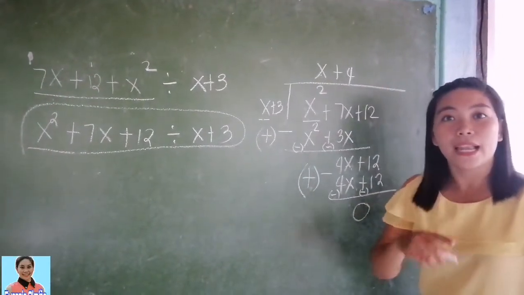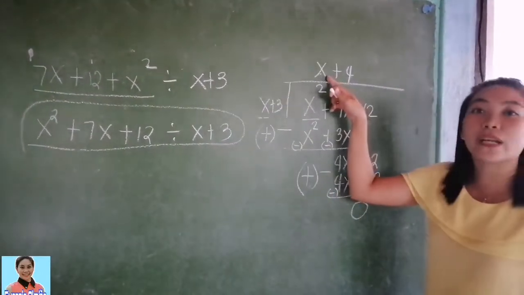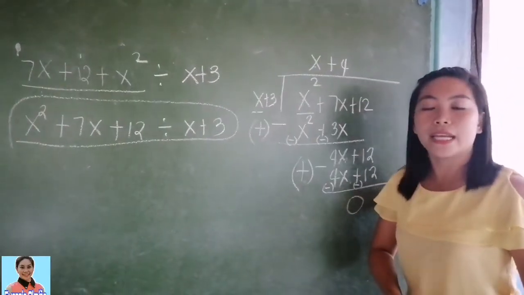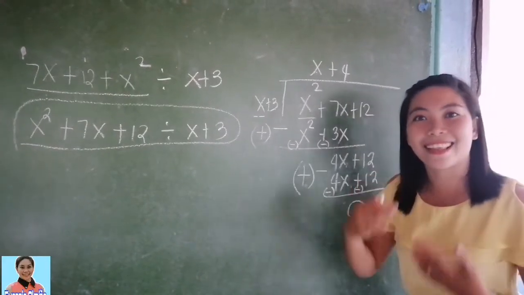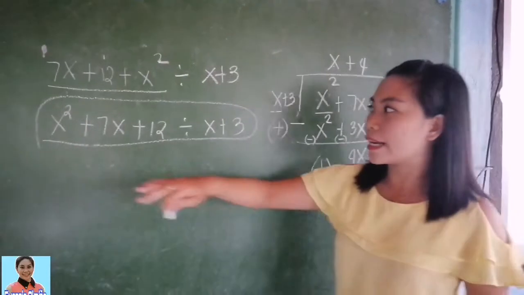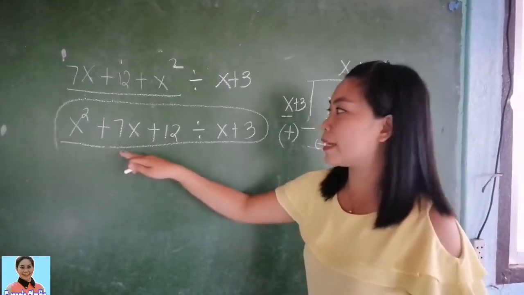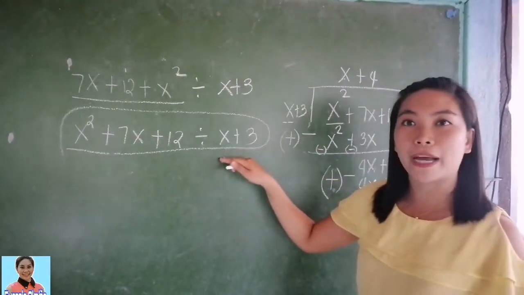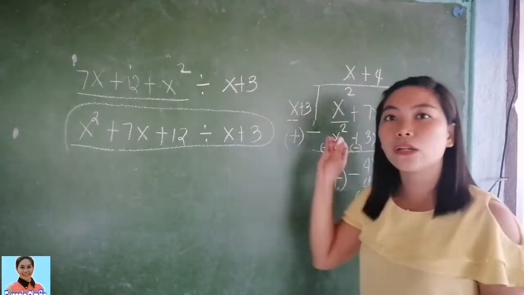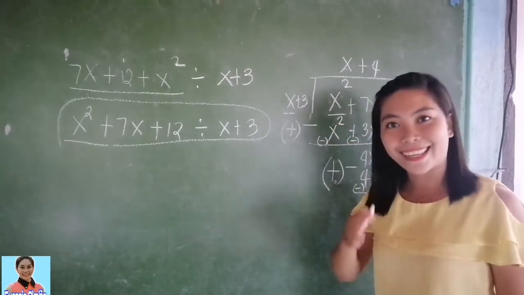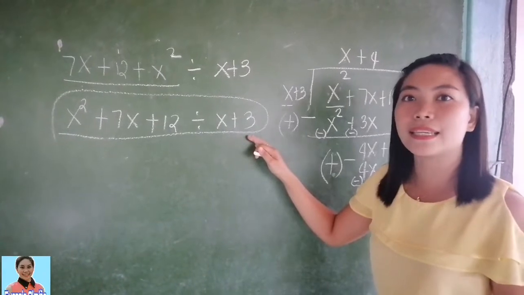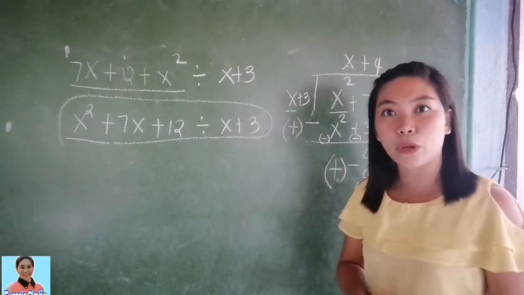But wait, let's check whether our answer is correct or not through another method in dividing polynomials, na sinabi ko po kanina, is synthetic division. Now, let's proceed to synthetic division. Gamit pa rin po ito, x squared plus 7x plus 12 divided by x plus 3. Take note po, iba po yung steps ni long division method at ni synthetic division method. So, in synthetic division method, this is the easier way in dividing polynomials.